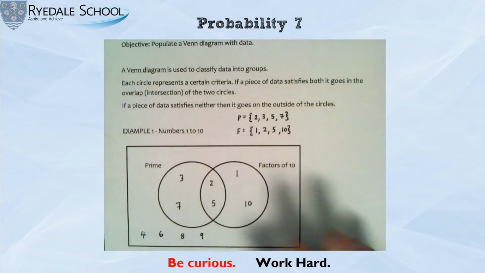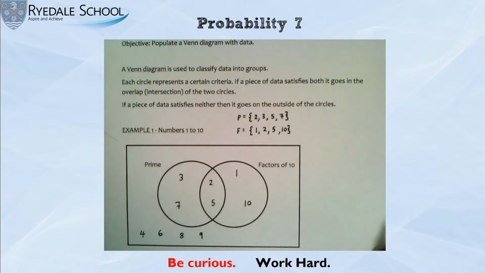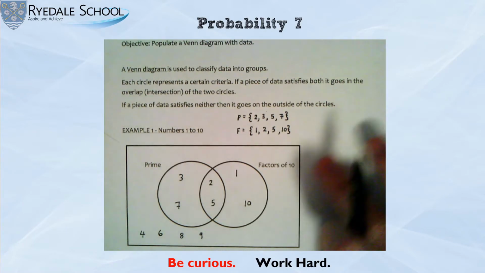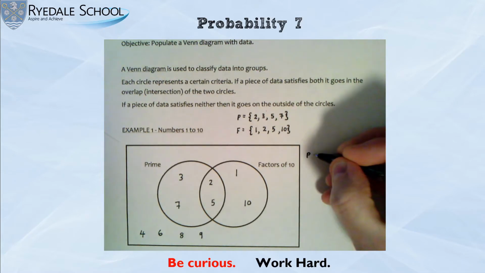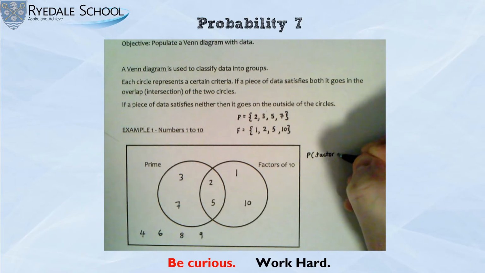Now, once you've populated a Venn diagram, you can actually do some probability questions. And I'll just do a couple of examples at the side. And there'll be a couple like this in the exercise towards the end. Imagine that I was to pick a number between 1 and 10. What would be the probability that it is a factor of 10?